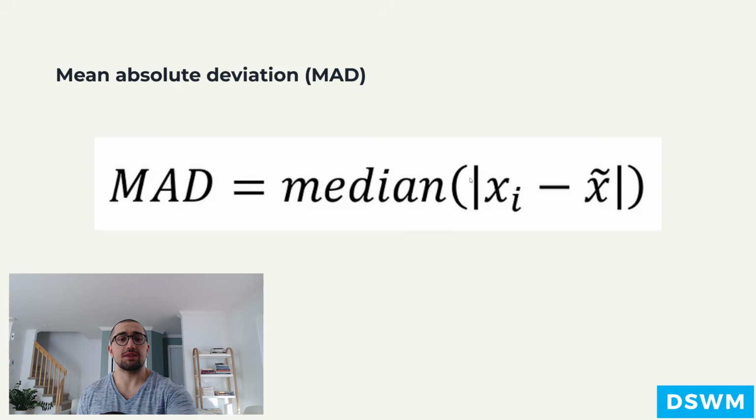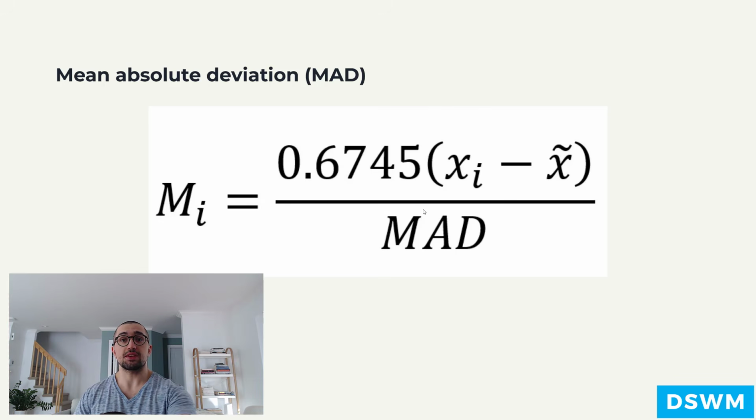So the MAD basically is this formula that you see here. It is the median of xi minus x. Basically, it's the absolute difference between the values of a sample and the median of the sample, okay? And then the way we calculate the z-score is using the following formula: 0.6745 times the value minus the median of the sample, divided by the MAD.